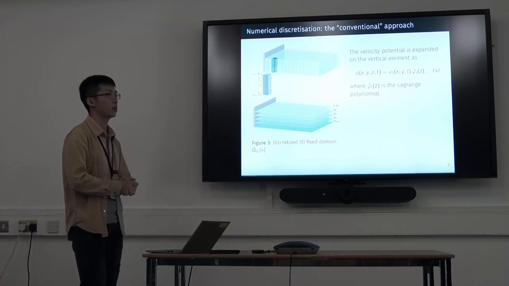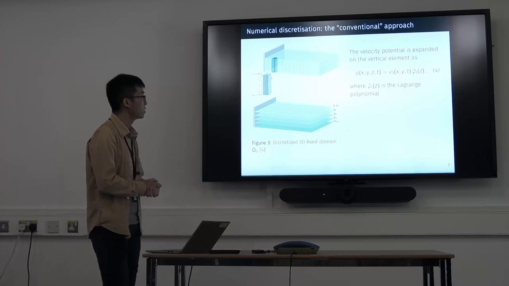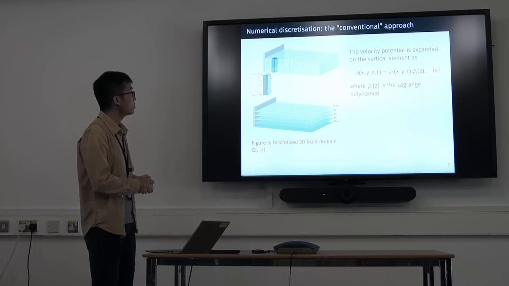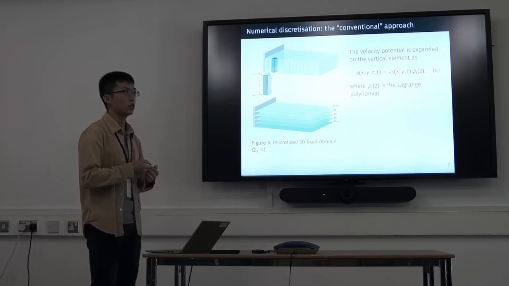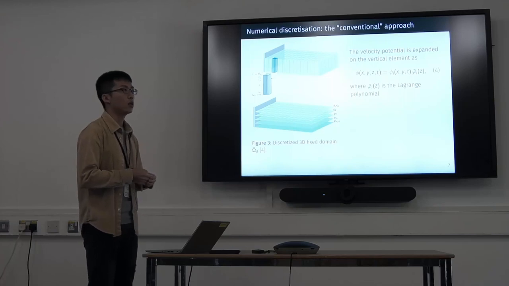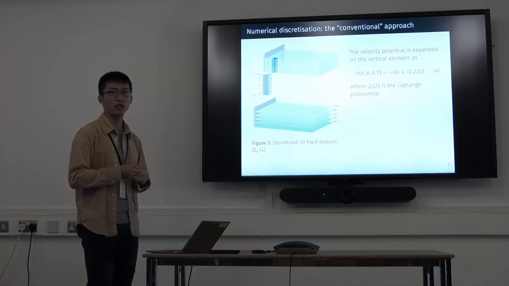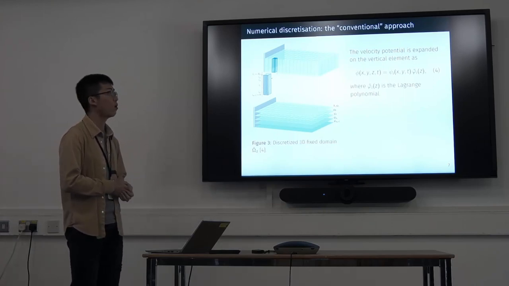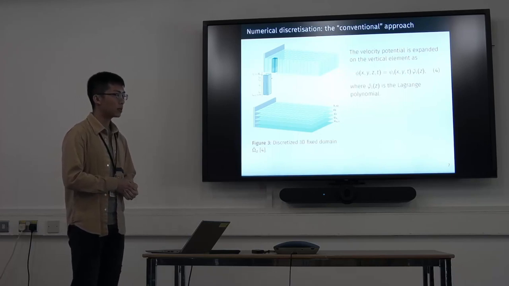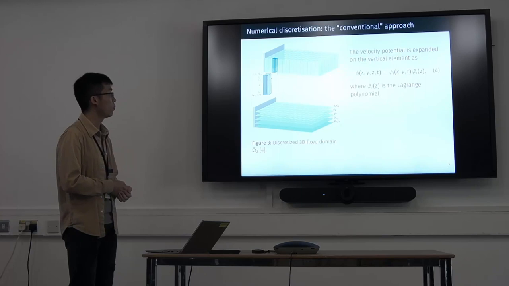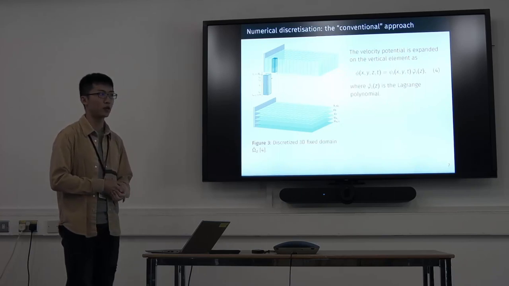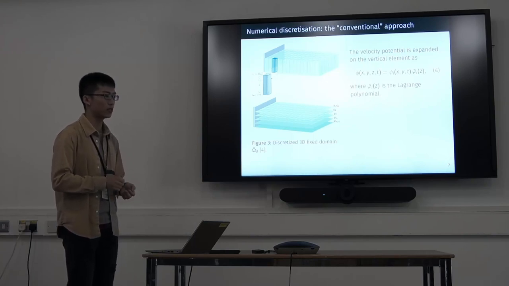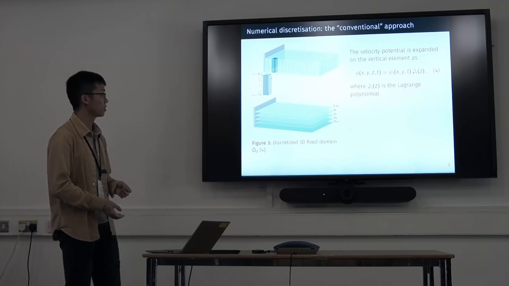The next step is the numerical discretization. This slide shows how we do the spatial discretization. If we recall the governing equations, there are two free surface boundary conditions that are dependent on time, one for H and one for the free surface velocity potential. These two unknowns only depend on the horizontal spatial coordinates X and Y. The Laplace equation is not dependent on time, so we need to first separate the free surface velocity potential from the interior velocity potential.